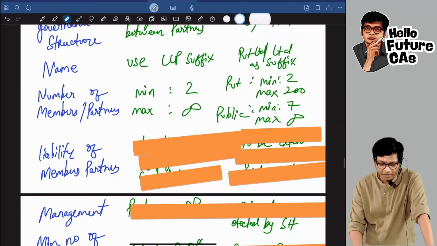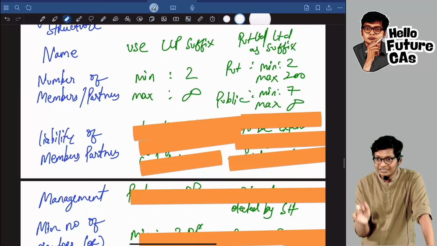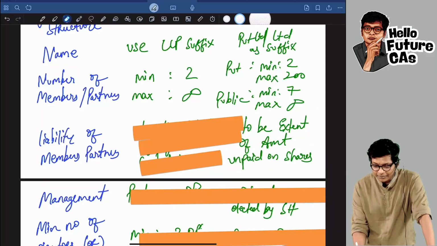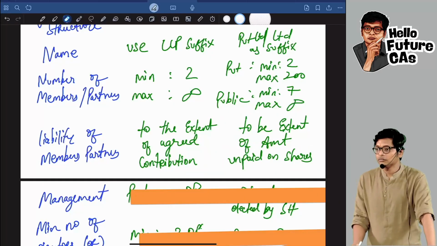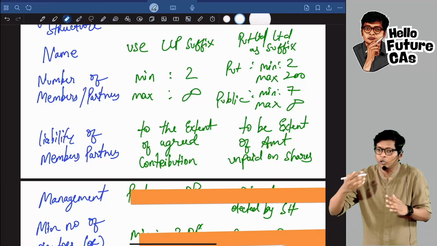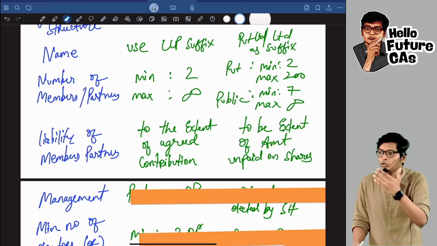That's all. Okay. Liability of members and partners, both are limited. Both are limited, but both will become unlimited in case of fraud. Correct? And again, in LLP they will contribute to the extent of contribution. In company they will pay up to shares.